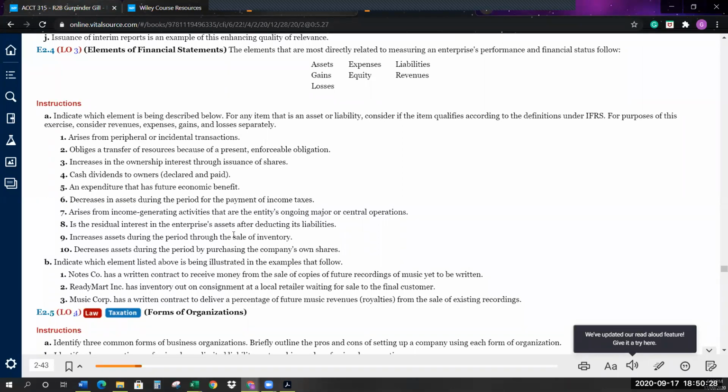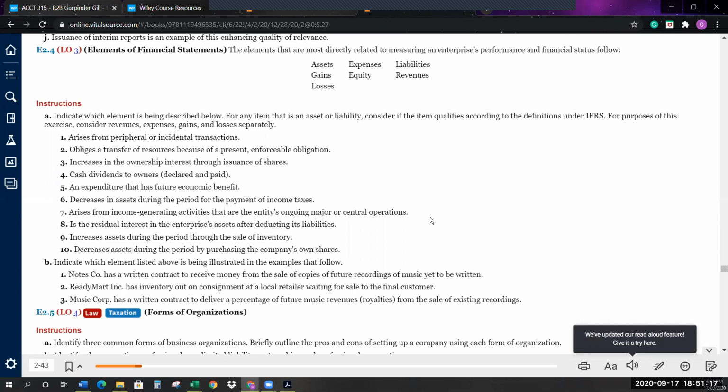Number 8 is the residual interest in the enterprise's assets after deducting its liabilities. Capital or equity. Perfect. Capital is also called equity. So basically that is your assets minus liabilities is what they are talking about here. Number 9, increases assets during the period through the sale of inventory. Revenue. So when you sell inventory, you convert that inventory into revenue. So that will go on the income statement.